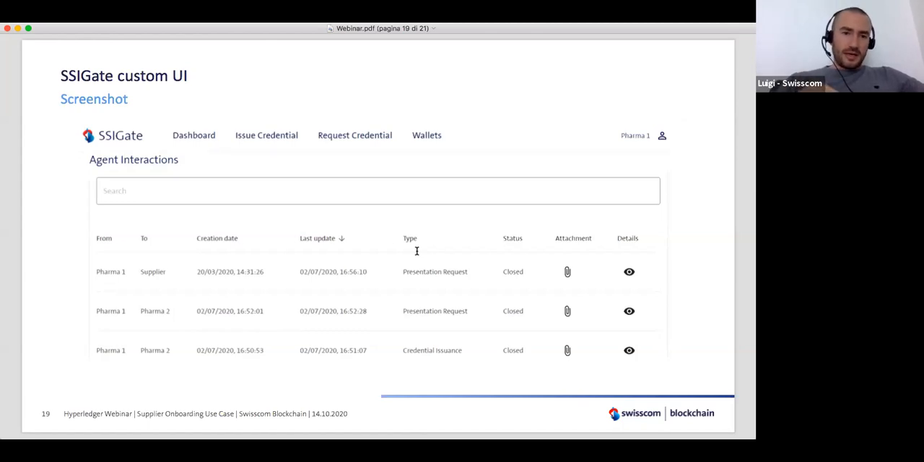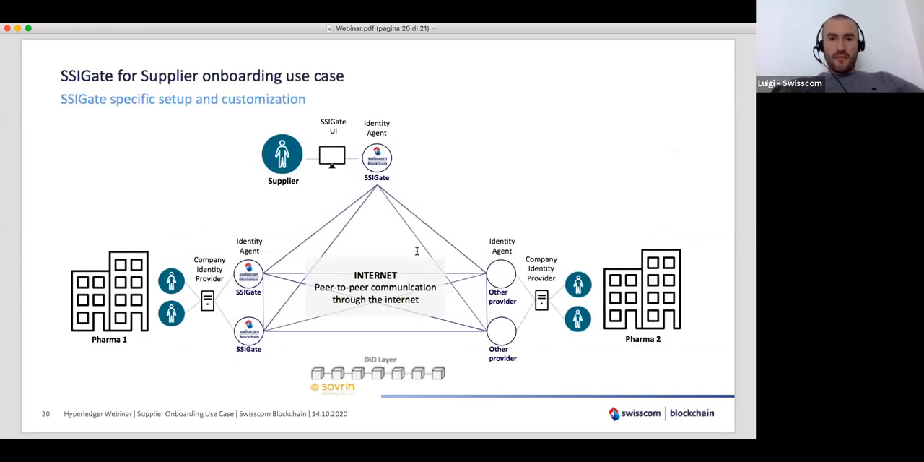But as you can see, imagine being logged in as Pharma One. There you can see all the interactions that you had with other participants in terms of issuing credentials or requesting access to credentials. And then, of course, you can navigate through the details of the credential, review the attachment, and check the status of the credential, if it's still valid or not. So any technical operation that can be done through REST API can also be done through this very simple UI.